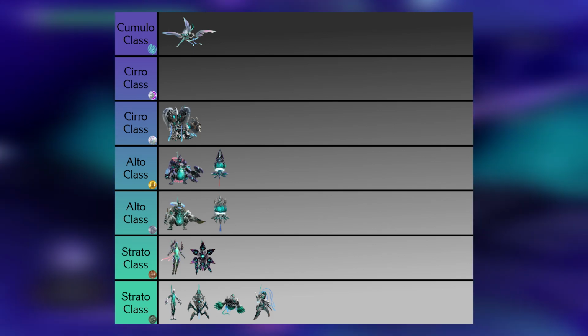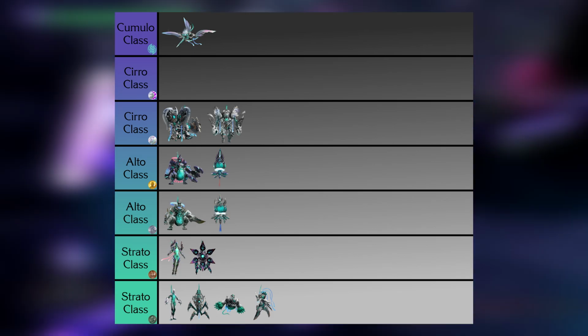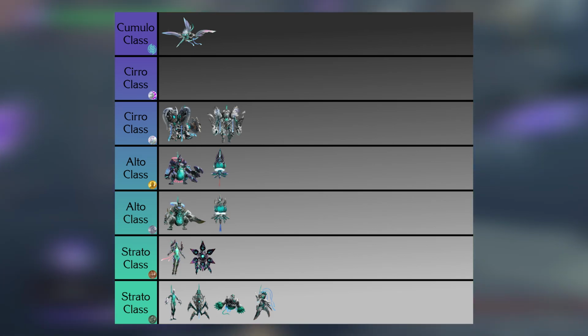I place Cumulonimbus in the Cirro class and the Platinum subclass because it is considered a boss enemy, but I feel there are stronger ones that would outlevel it.